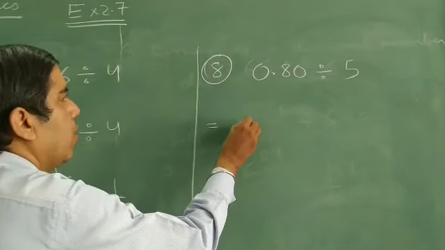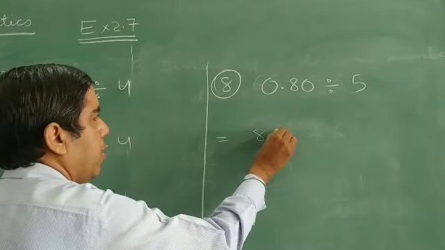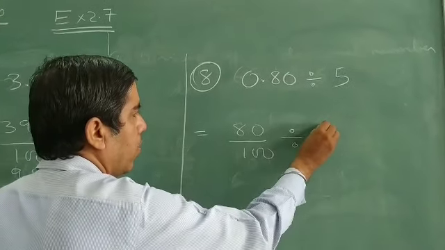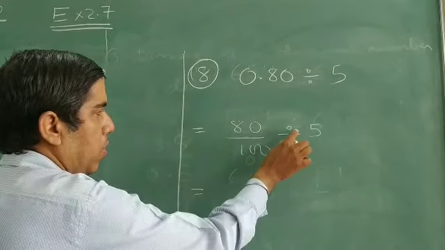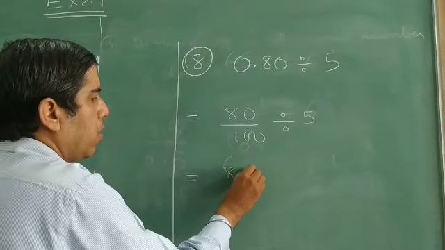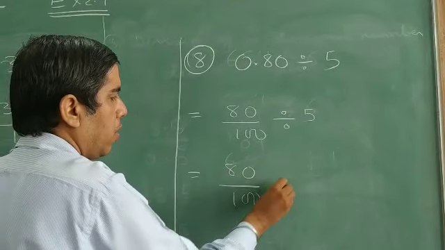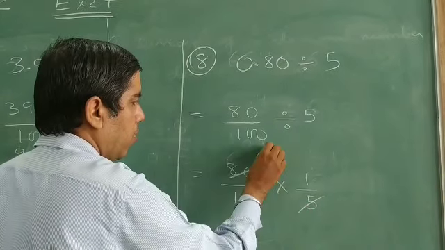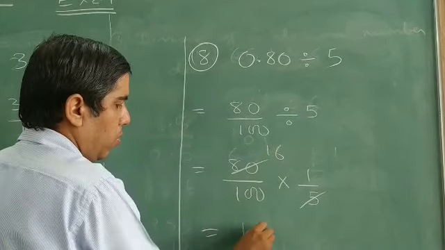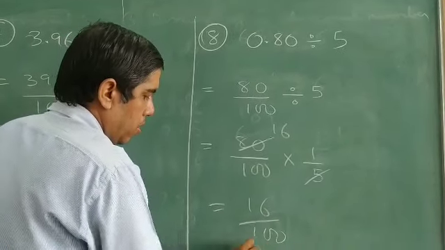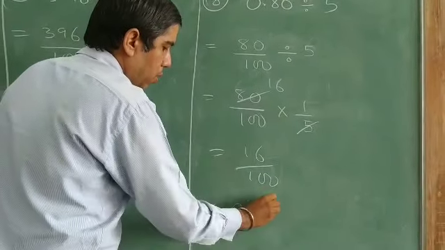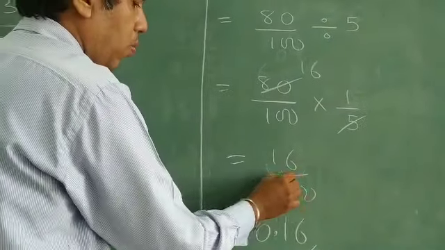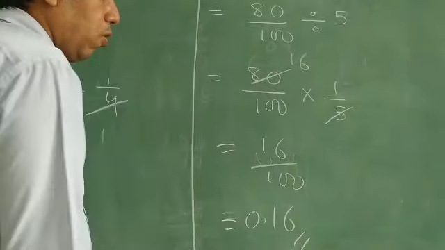Next again it comes as 80 upon 100 and this divided by 5. Now division becomes multiplication. So 80 by 100 multiplied by 1 by 5 comes 16. So 16 by 100, the answer comes 0.16. The decimal will shift 2 places, because 2 zeros are there, 0.16.